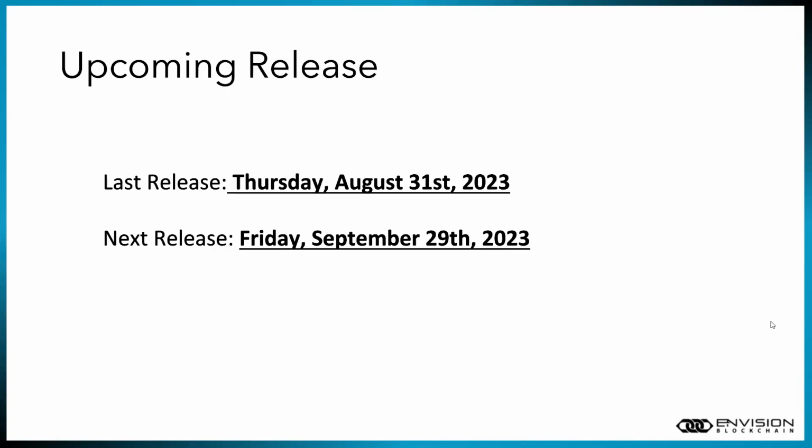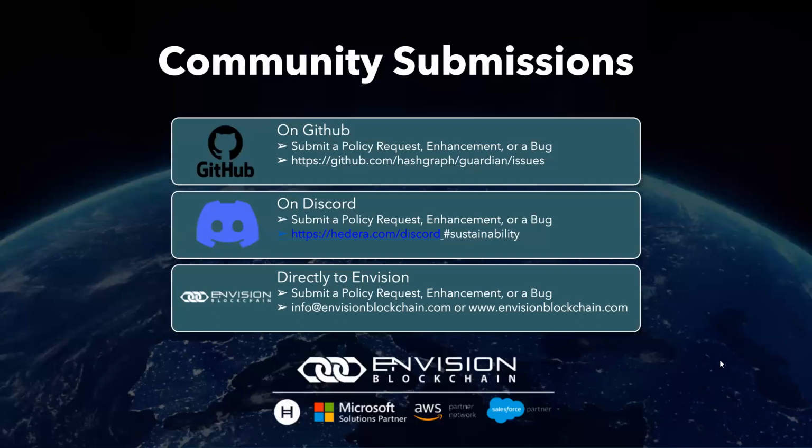Now talking about the releases, our last release was on Thursday, August 30. Our next release will be on Friday, September 29, 2023. There are multiple ways to reach out to us. You can reach out to us on Git. You can submit policy requests, enhancements, or if you find some bugs, please go ahead and mention those bugs with us so that we can get our team on it. Also, if you haven't joined our Discord, come and join our conversation at hedera.com/discord. When you get there, search for the sustainability channel, or feel free to reach out to us directly if you have any policy requests by emailing us at info@envisionblockchain.com or through our website, which is www.envisionblockchain.com.